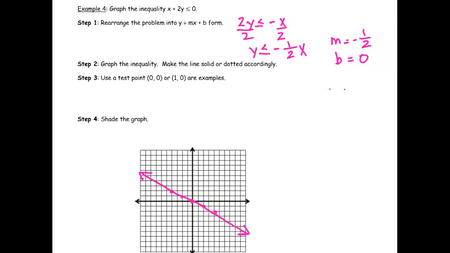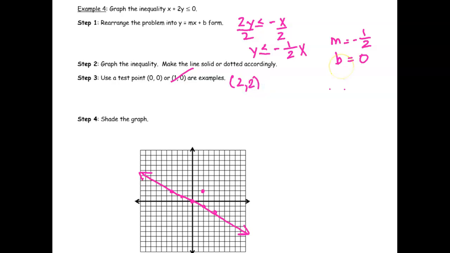Use the test point. Well, we don't want to use the test point 0, 0 because it's on the line, so that won't tell us which way we shade. So let's pick another point. Maybe 1, 0, we can use 1, 0. Or let's use something totally different, 2, 2. It's obviously on a side. The other one was a little too close. So let's check 2, 2.